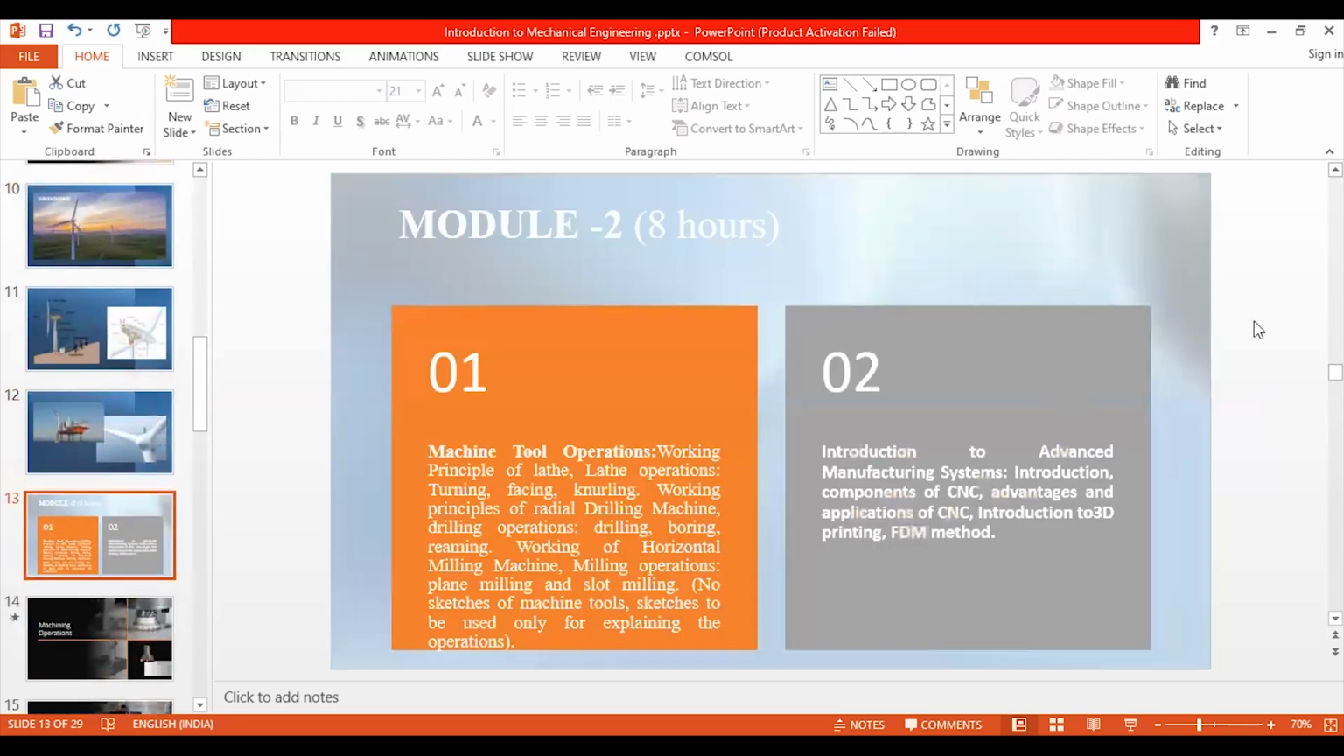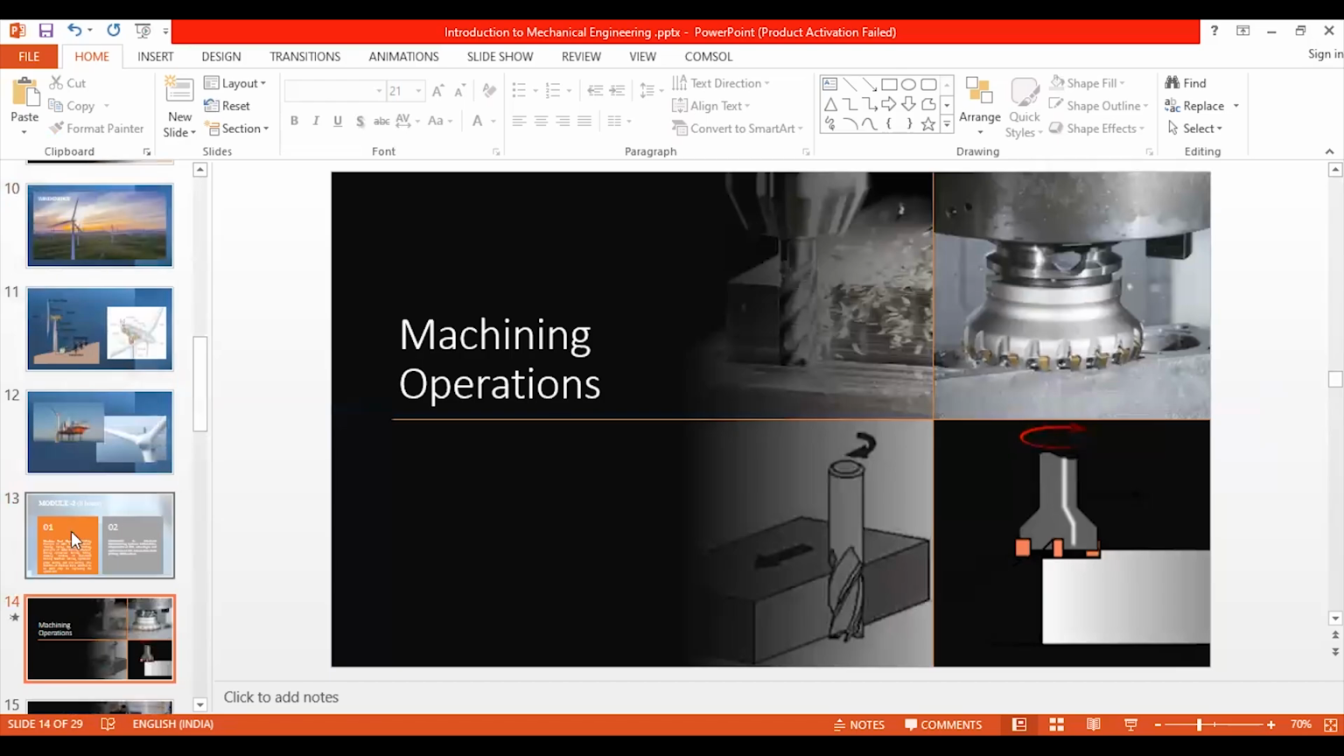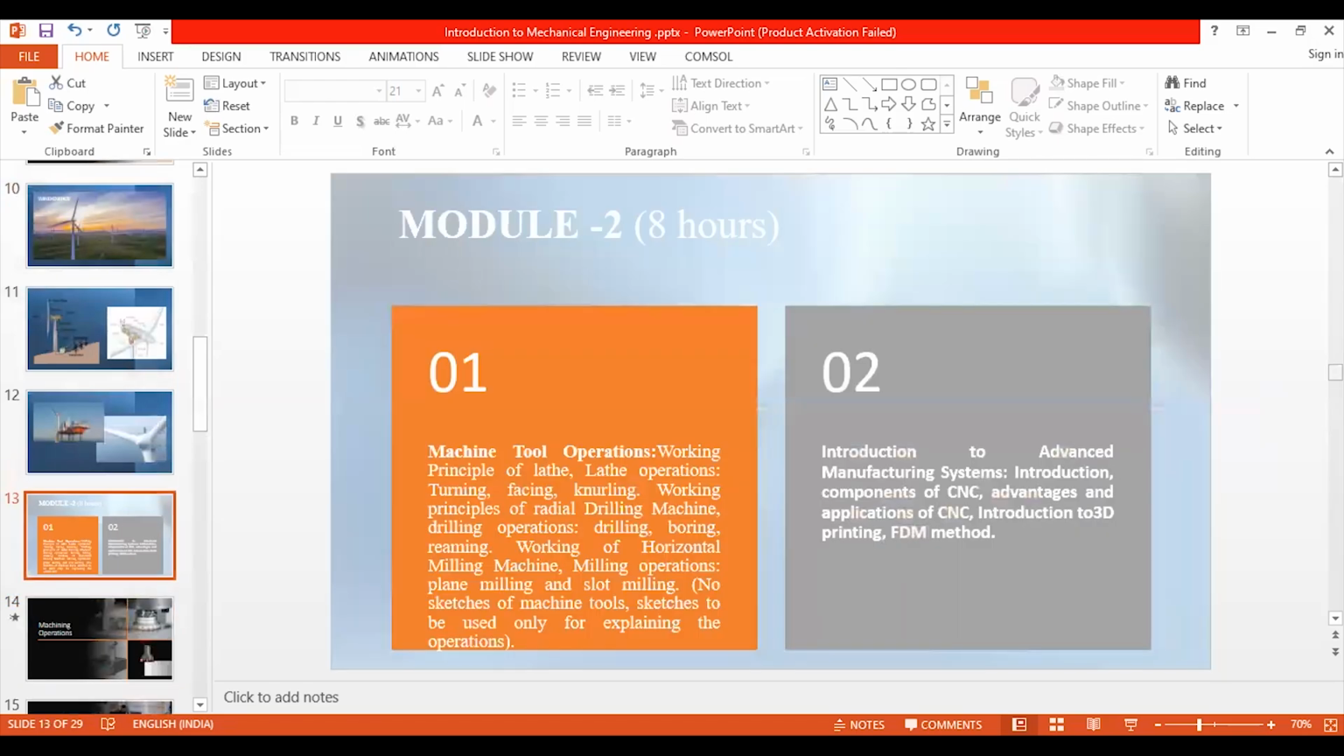Contents of the second module. Machine tool operations. Working principle of lathe. Operations performed on lathe machines like turning, facing, knurling. Working principle of drilling machine and operations performed on drilling like drilling, boring, reaming. Working of horizontal milling machine. Milling operations like plain milling and slot milling.